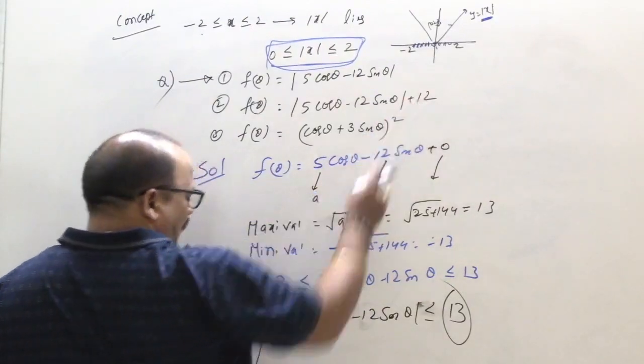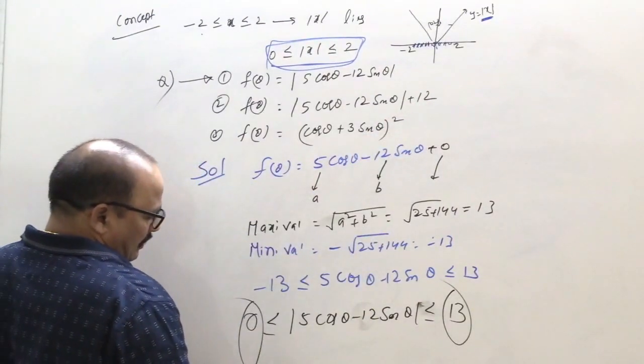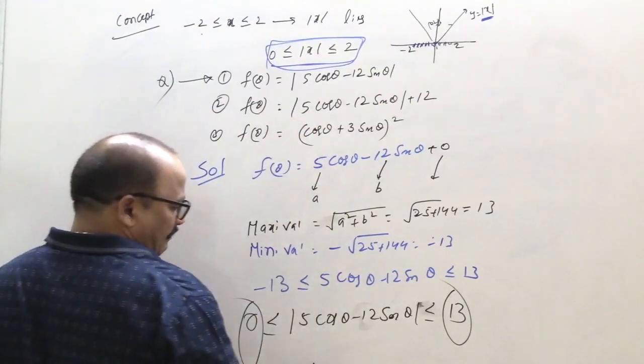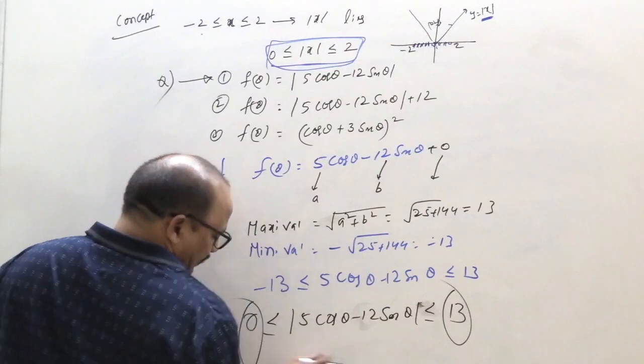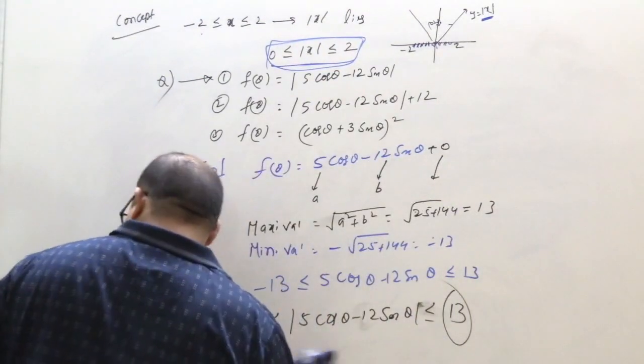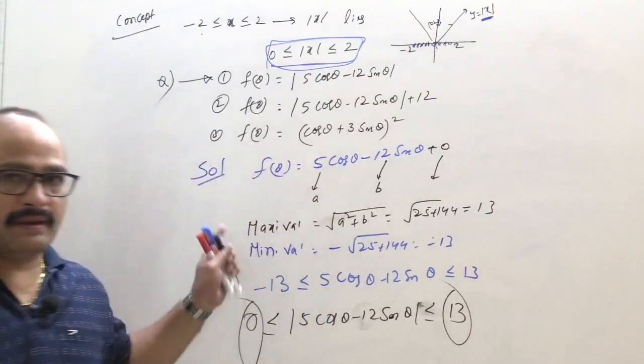Next one. Adding 12 on both sides, 12 less than or equal to. Second sum answer, students. 5 cos theta. Okay, I will do it. I think it is not visible. Okay, come on.